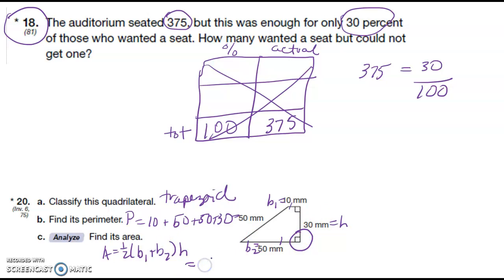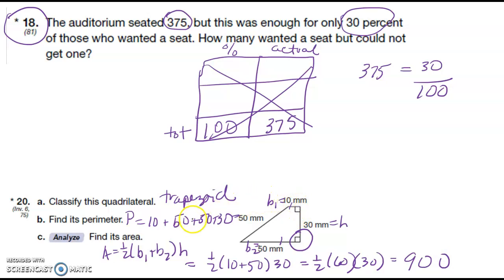So we have 1/2 times 10 plus 50 times 30, which is going to be 1/2 times 60 times 30. Okay. 900. So that's 900. And this is going to be 140. All right, this is part 1 of 2.